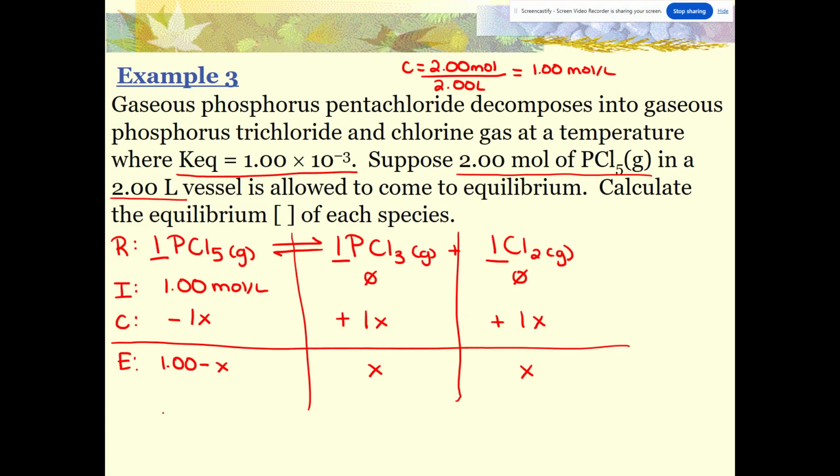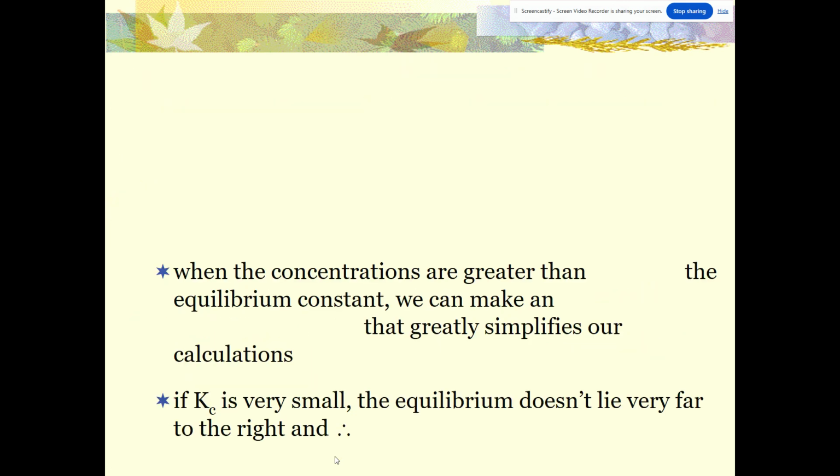So if I put this into my Kc expression, I know my Kc is 1.00 times 10 to the negative 3 equals my products. Again, nothing has any exponents on it because there's no balancing coefficients. And I need to solve for x. So at this point, if I were to solve for x, I would have to use the quadratic formula, and it is given in your Chem 30 data booklet. However, all of these questions are always going to allow you to do an approximation method.